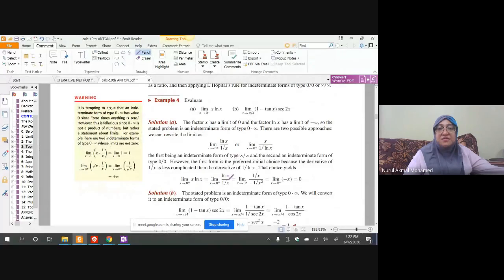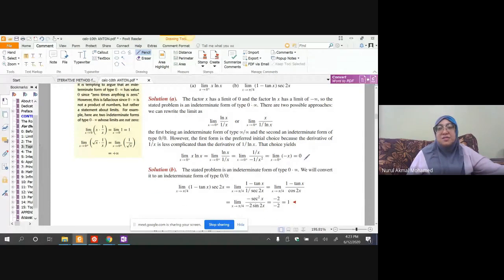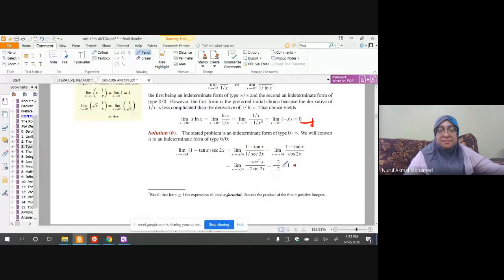So ln x divided by 1 divided by x. You differentiate ln x, you get 1 over x. You differentiate 1 over x, you get negative 1 divided by x squared. And then you simplify this, you get negative x. As x tends to 0 plus, this one will be 0. So this is the final answer.